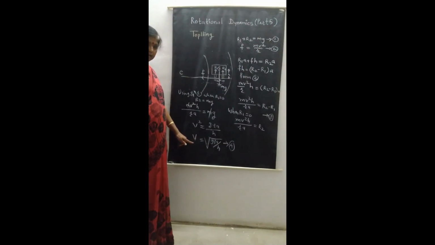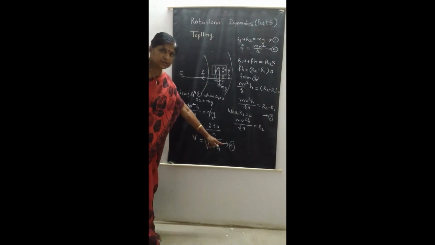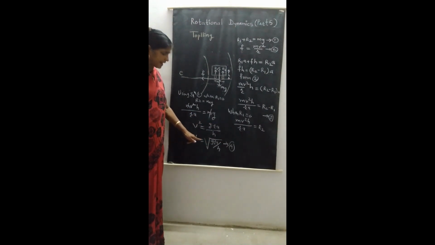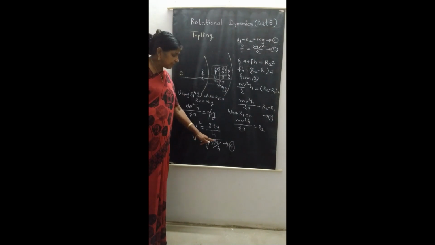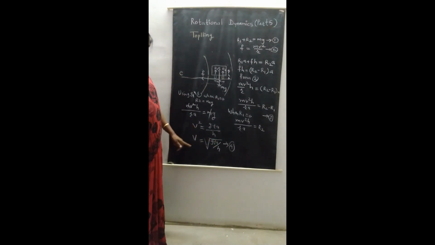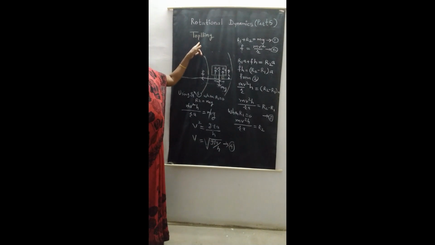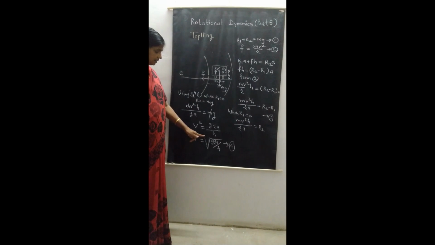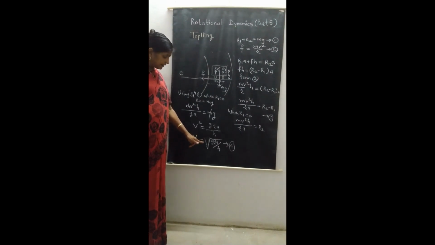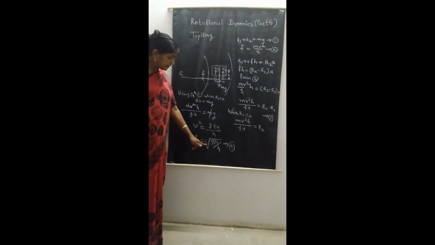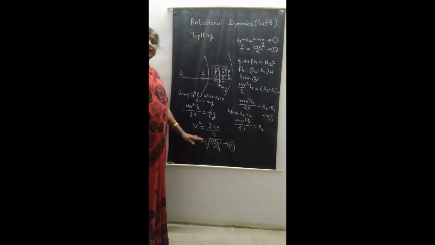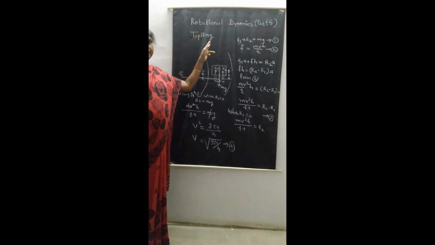If the speed exceeds the limit given by equation 4, that is if v is greater than under root of gRa upon h, then the vehicle will topple. If the speed is less than or at the most equal to under root of gRa upon h, then there is no danger of toppling.